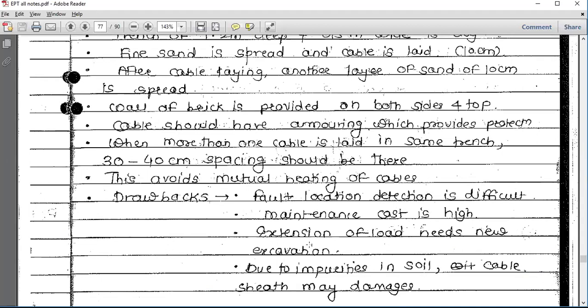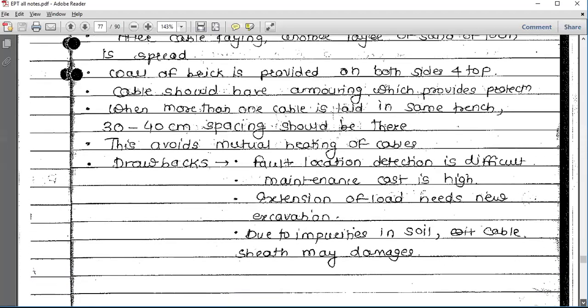Then second, extension of load needs new excavation. If you have to extend the load or extend the cable, you need to dig another hole or another trench. So this is a very difficult task. Then due to impurities in the soil, the cable sheath may be damaged. So in case of the direct lay method, there may be impurities in the soil, which may damage the sheath, that is the metallic sheath.